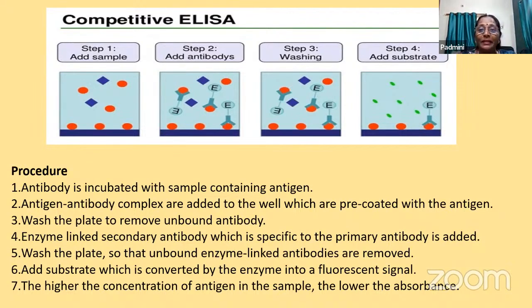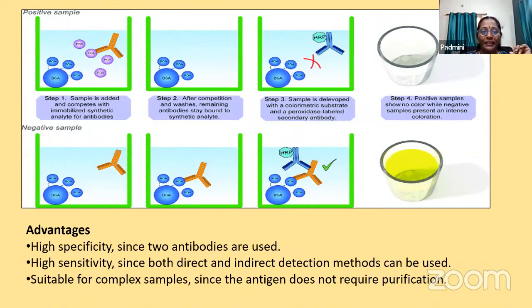When there is maximum color expressed, that means the patient is not suffering from any virus. If the color is less, then you are going to say that the patient is suffering from that particular virus, because all the antibodies have joined to the antigens present in the patient serum sample, and there are no more antibodies to attach onto the antigen plate so that the substrate can give that color. So what he says over here, this is one more perfect example.